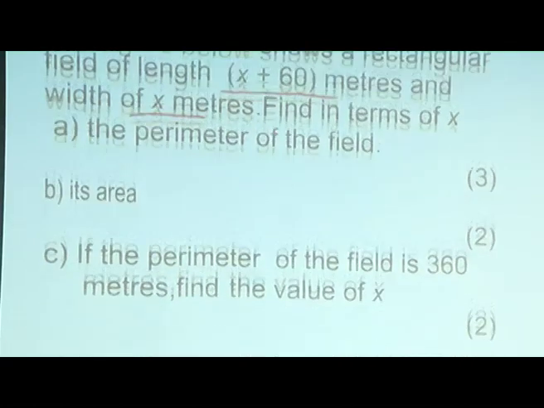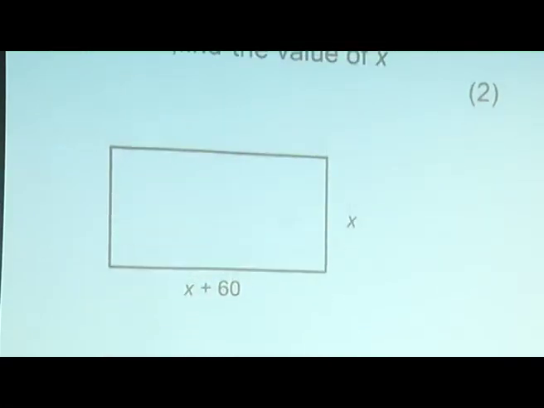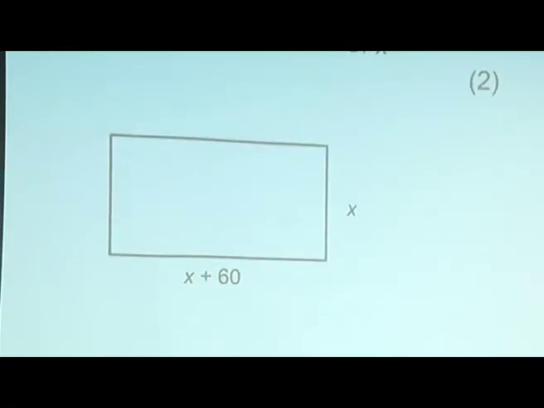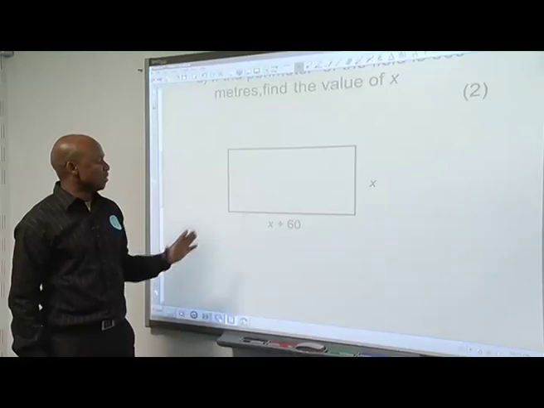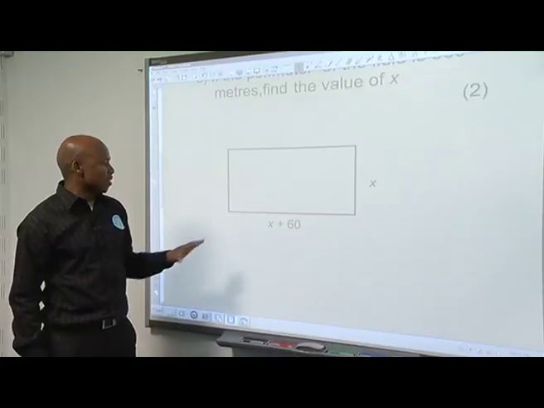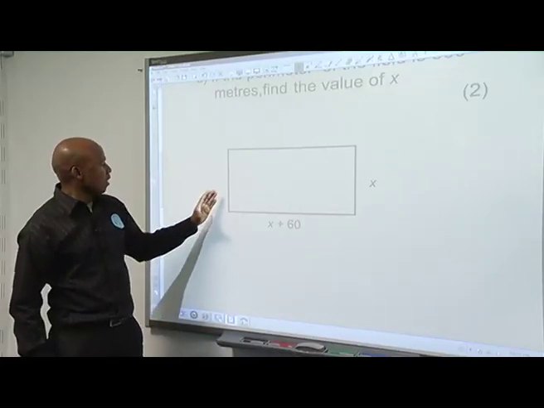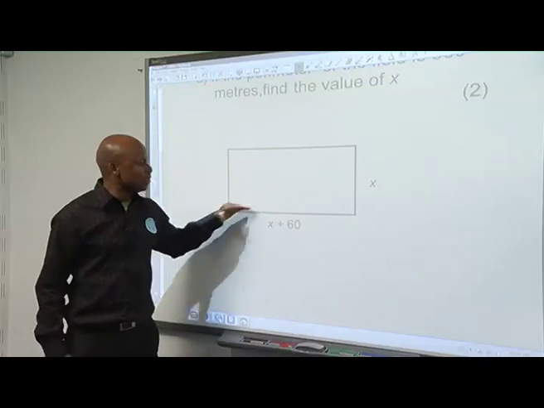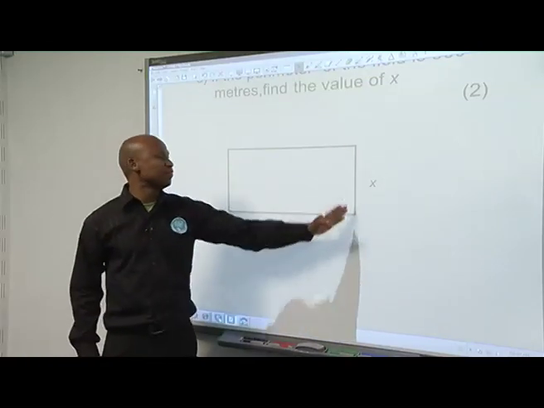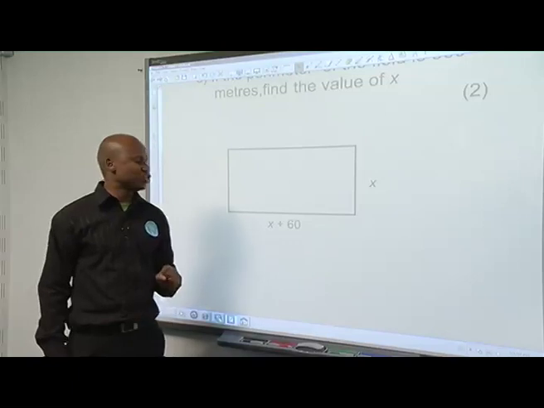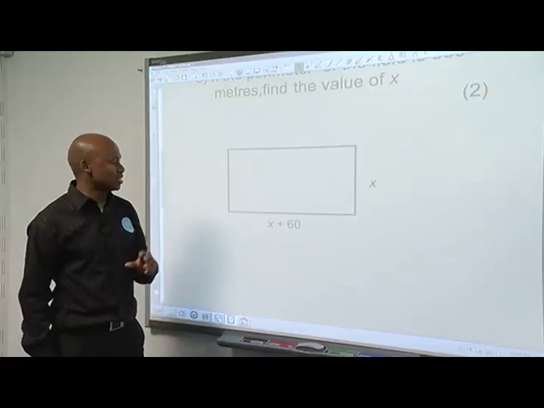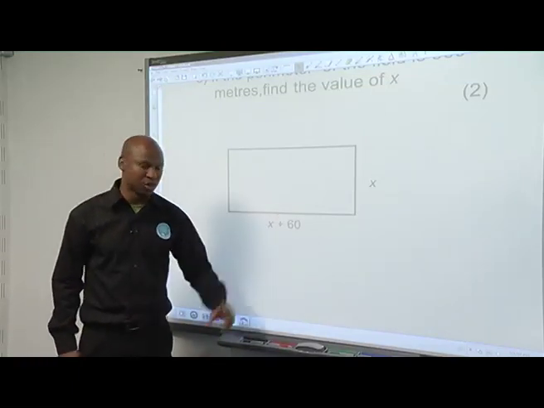Now let's look at the figure. We know this is the rectangular shape. This field has taken the shape of a rectangle. Now what are we saying here? In this figure we are given the length. We are also given the width. The width is the shortest side, and then the length will be the longest side.